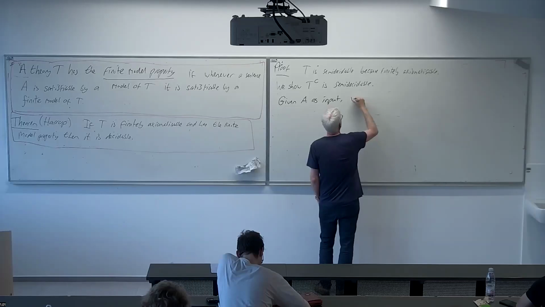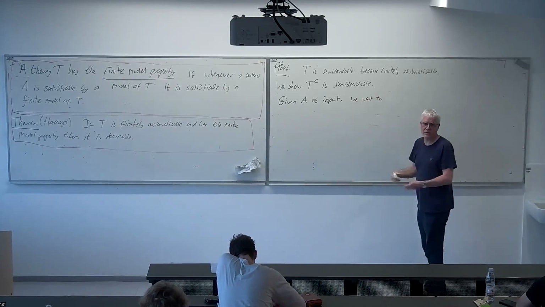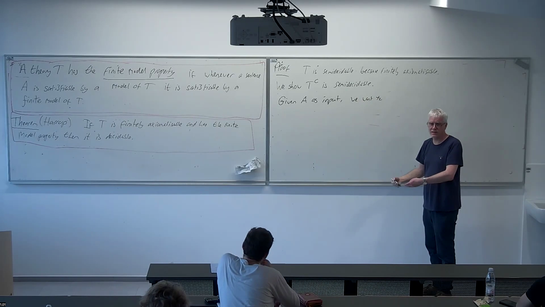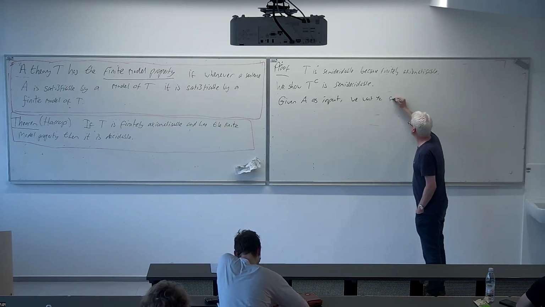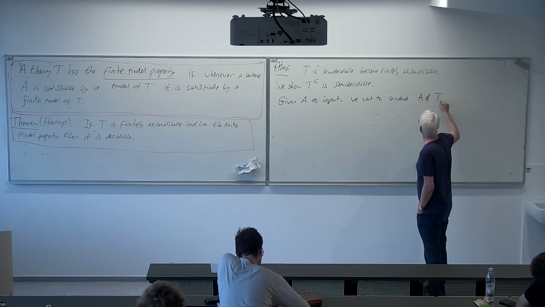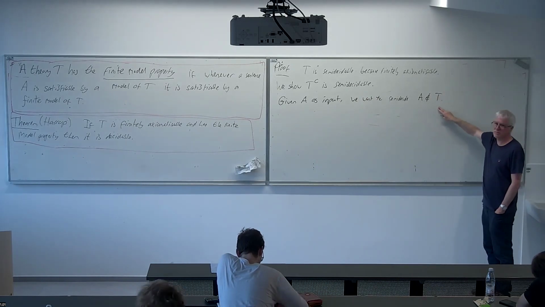We want to semi-decide, that is, we want a finite algorithm that will eventually say yes in the case that A does not belong to the theory T. So we want to get that information that A does not belong to the theory T. Well, how can we show that A doesn't belong to the theory T?